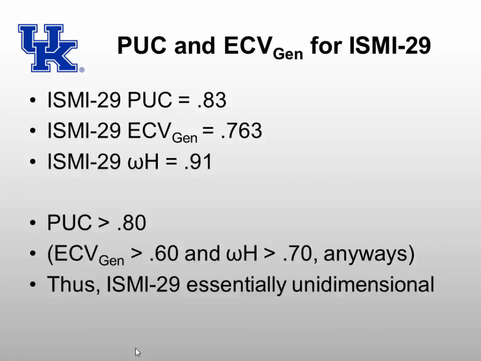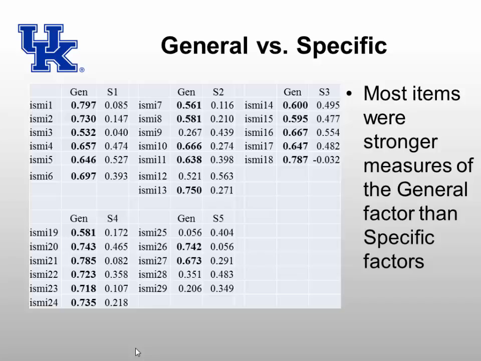Our PUC was above the 0.80 criterion, so we're already pretty good, already looking fairly unidimensional. But even if it wasn't, our ECB was above 0.60, and our omega H was above the 0.70 anyway. So this instrument, again, that people usually treat as multidimensional and only pay attention to subscale scores, it's actually essentially unidimensional. Which, if I got one of those people in the room and told them that, they would argue with me long and hard about that. So it's pretty revolutionary what we're talking about here because of how people use it.